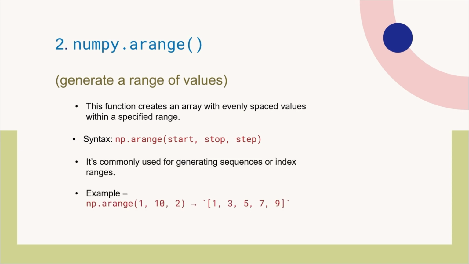So here is the basic example. So here 1, 10, 2. So 1 is where we are going to start our range, and 10 is exclusive, so it is skipping two step size. So 1, 3, 5, 7, 9 is our output.